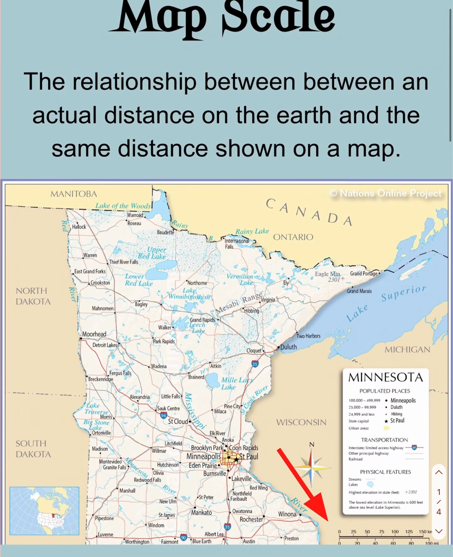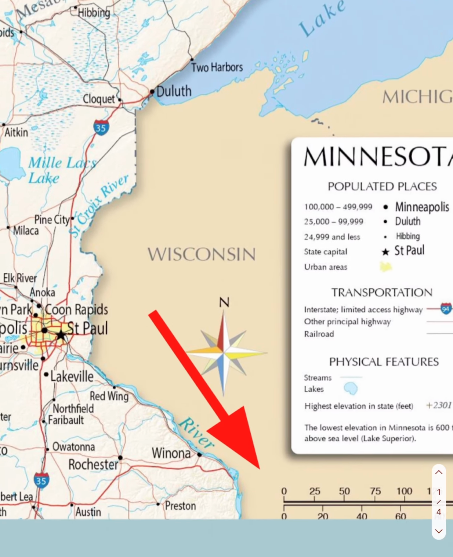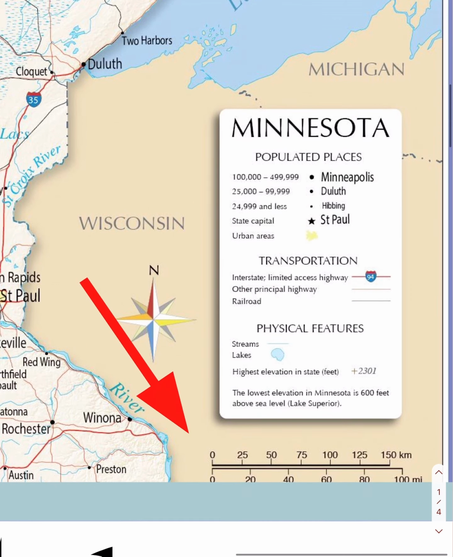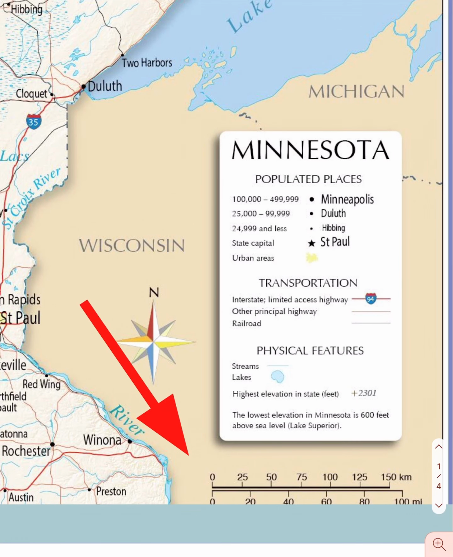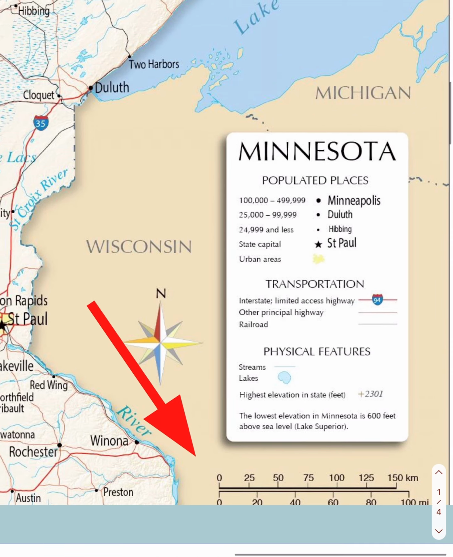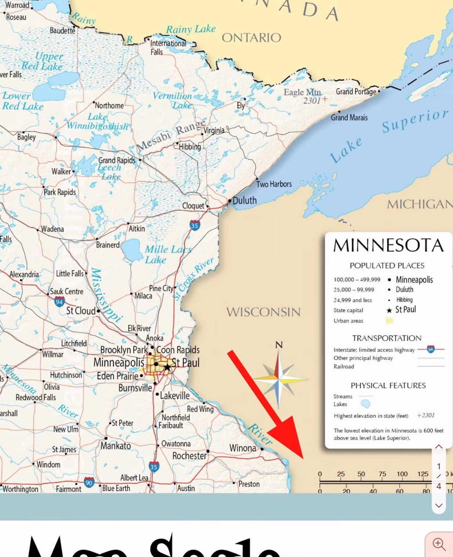When we take a look at this map here, you'll notice the map scale is shown down here. It's this little line that shows kilometers and miles. It says here that this distance is about 150 kilometers or about 100 miles. And what that means is that if I take this scale and move it over to this map, roughly this distance here is about 100 miles.